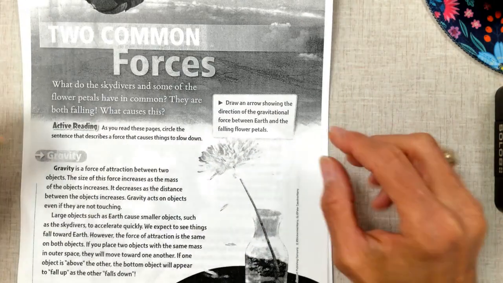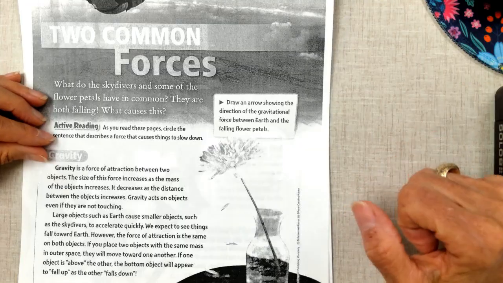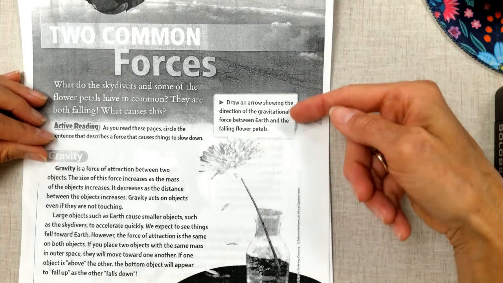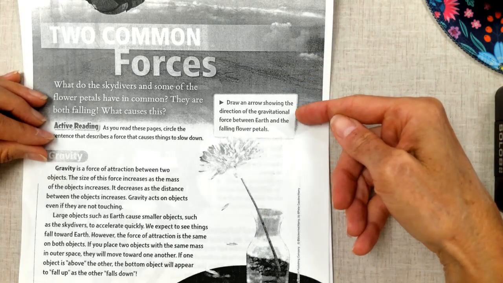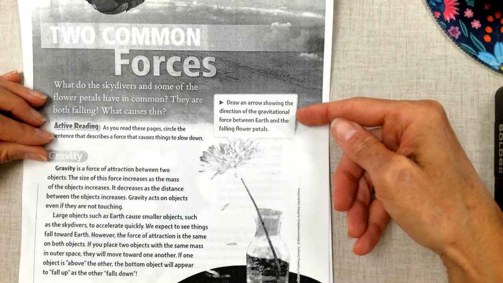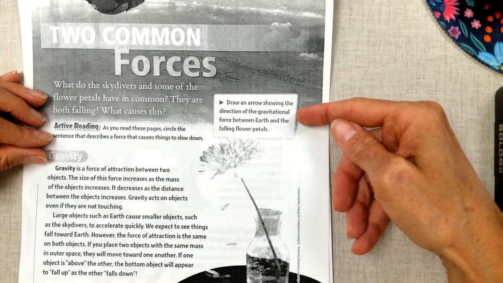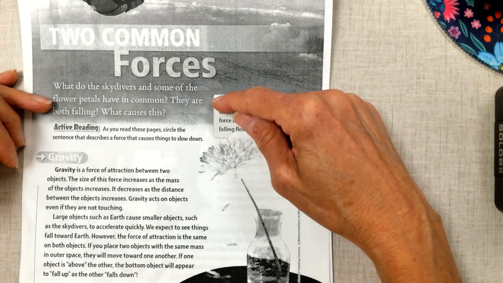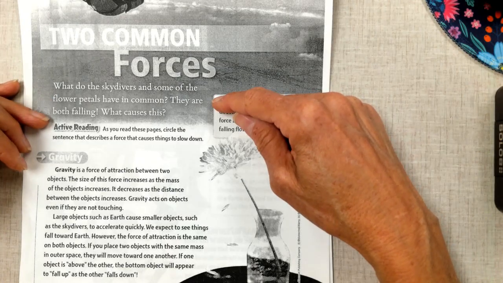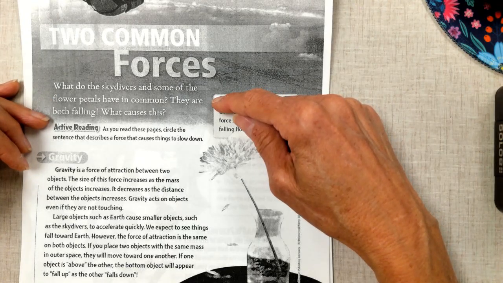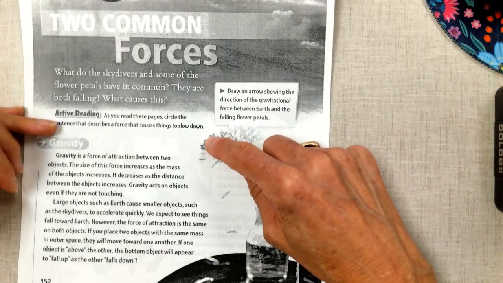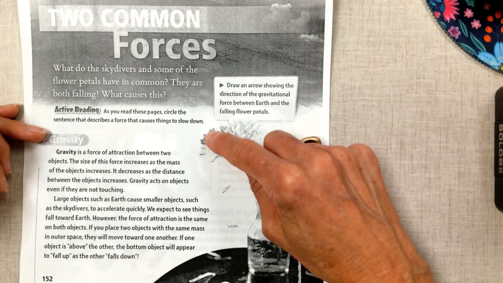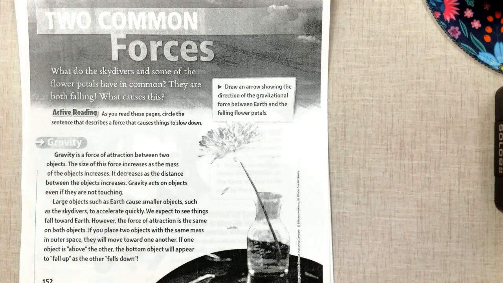Let's look at page 152. This is two common forces. Over here it says draw an arrow showing the direction of the gravitational force between Earth and the falling flower petals. What do the skydivers and some of the flower petals have in common? They are both falling. What causes this? As you read these pages, circle the sentence that describes a force that causes things to slow down.